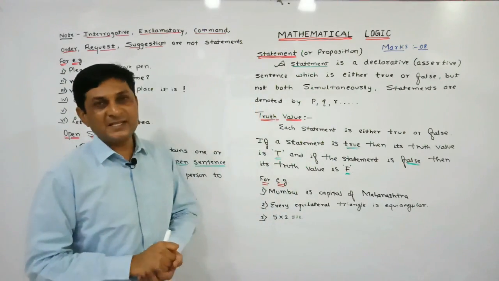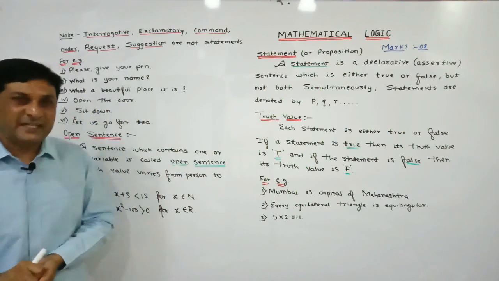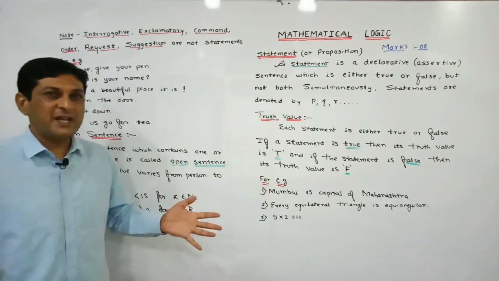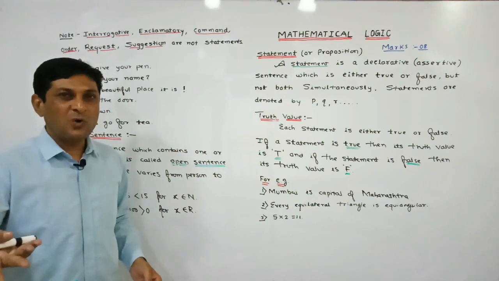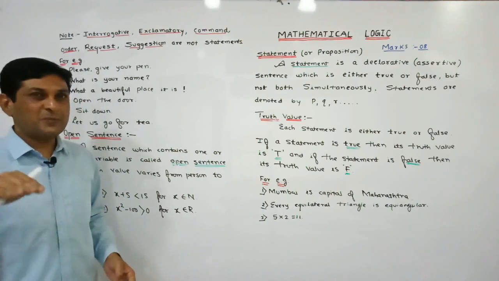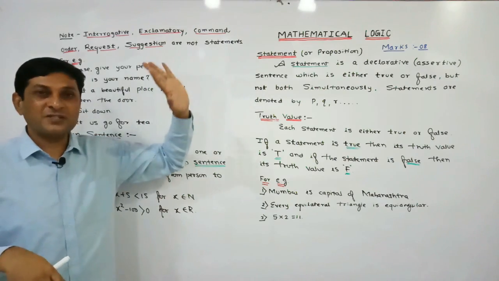Now some sentences are there in which we are not able to identify the truth value, means whether it is true or false. Such type of sentences are not what? Statement.